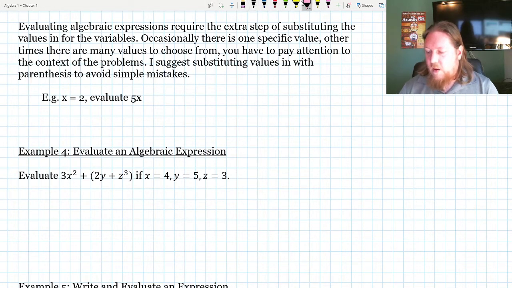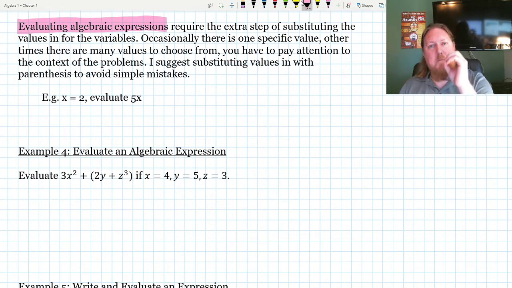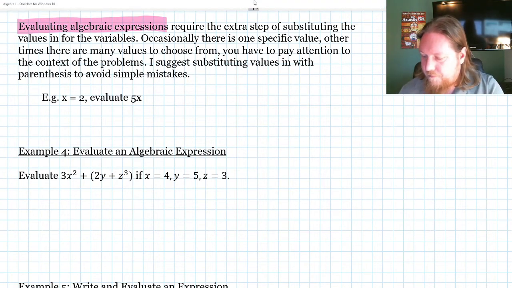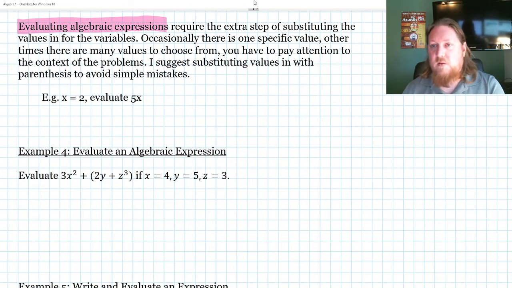What's going to happen now is we're going to talk about evaluating algebraic expressions. And the big thing here is plugging in the value of the variable. Sometimes you know it, sometimes it's given to you, sometimes you're supposed to figure it out. That's what we call solving equations. But right now, it's either going to be given to you or you're going to know it already for some reason. Sometimes there's just one value, sometimes there's many values.